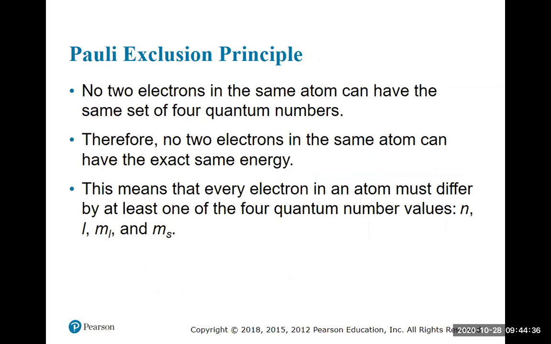So Pauli exclusion principle, no 2 electrons can have the same set of 4 quantum numbers. And that means no 2 electrons in the same atom can have the exact same energy. And so this means that every electron in an atom must differ by at least one of those 4 quantum numbers. And like I said, that's where the spin a lot of times is the tiebreaker on that. All the other 3 will be the same, the spin will be the difference.